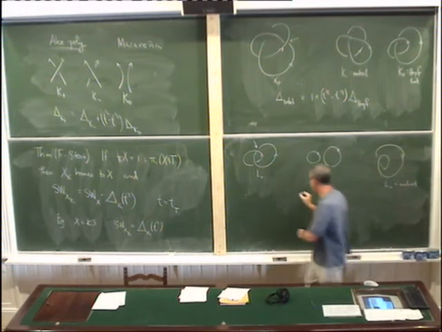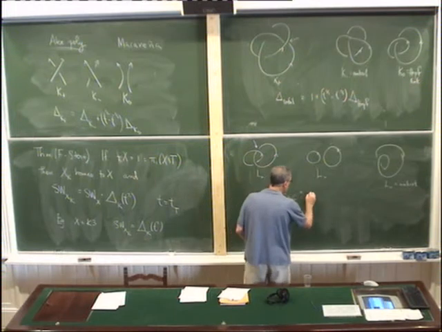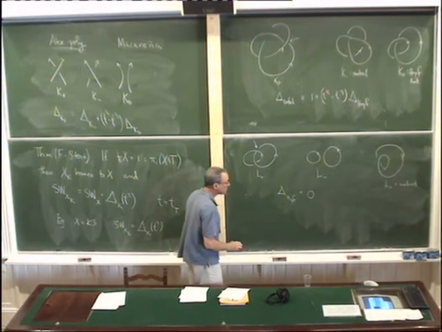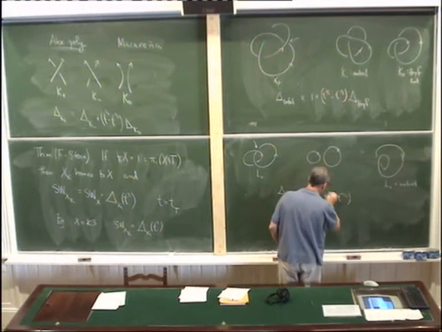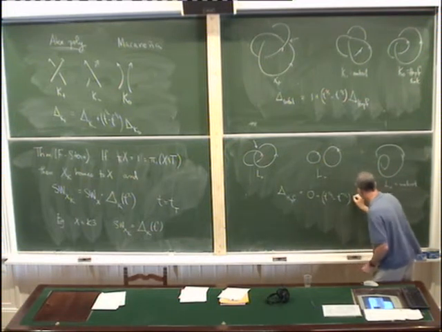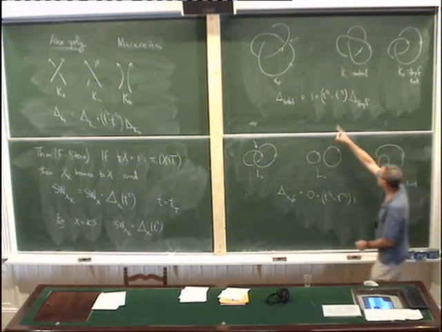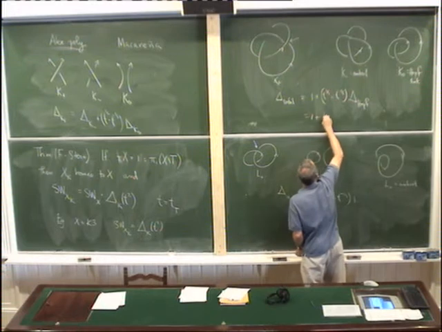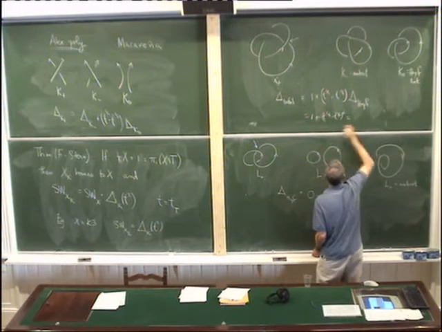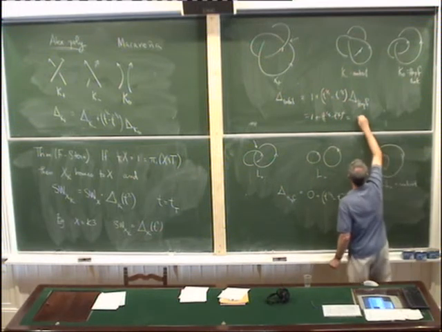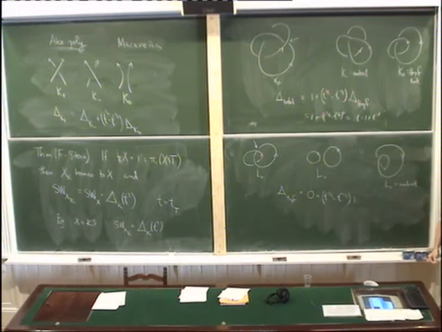So this tells us that the Alexander polynomial of this Hopf link is 0, that's the split link, plus t to the 1/2 minus t to the minus 1/2 times the Alexander polynomial of the unknot, which is 1. Okay? So this tells us here that for the trefoil we're getting 1 plus (t to the 1/2 minus t to the minus 1/2) squared. Okay? Which is t minus 1 plus t inverse, which is the Alexander polynomial of the trefoil.